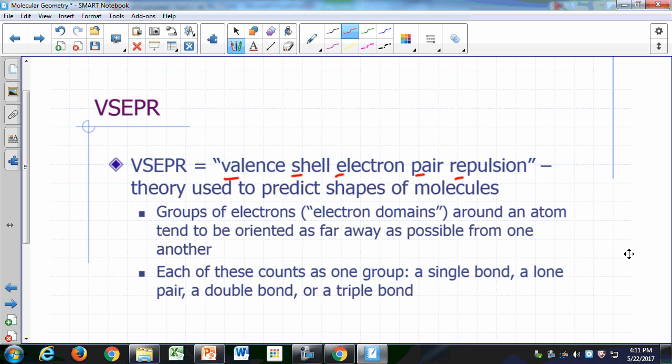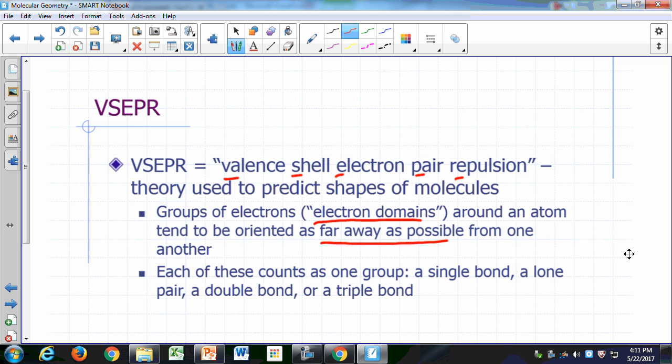Now, the main idea in VSEPR is quite simple, actually. When you look at a particular atom, you group the electrons that are sticking out of the atom into what are known as electron domains, and think of these electron domains, these electron groups, to be oriented as far away from each other as possible, and the reason for that is, as we know, electrons repel each other.